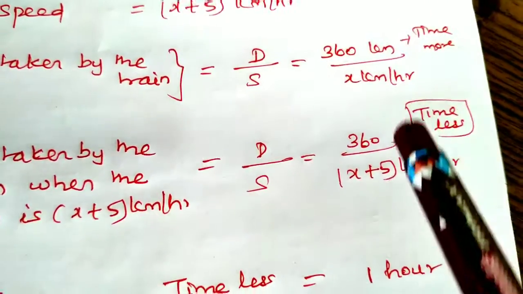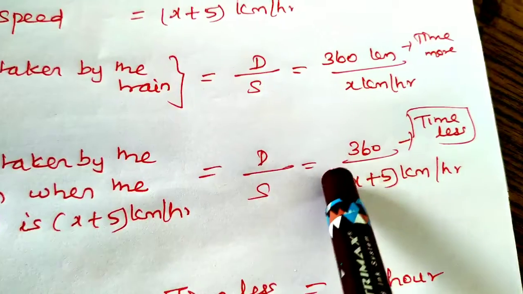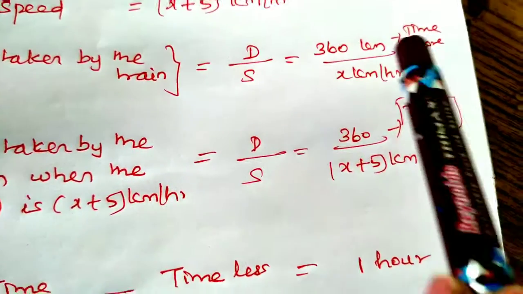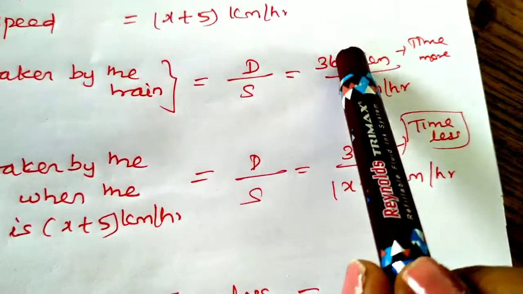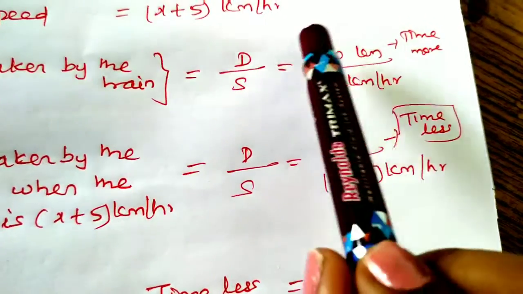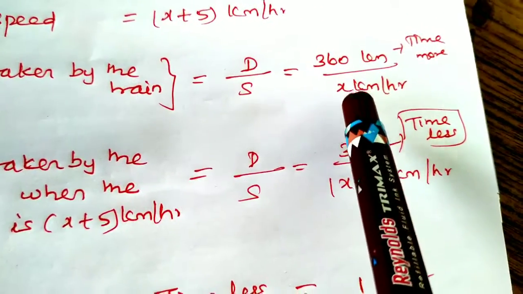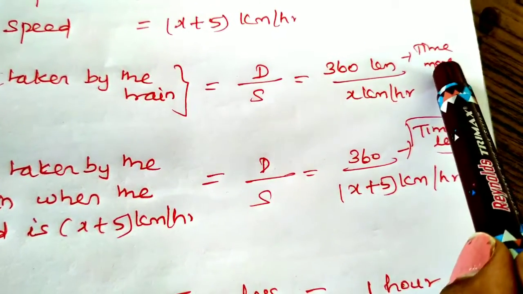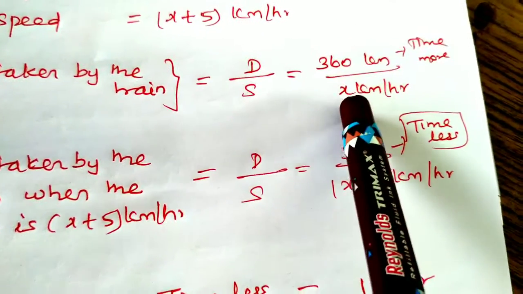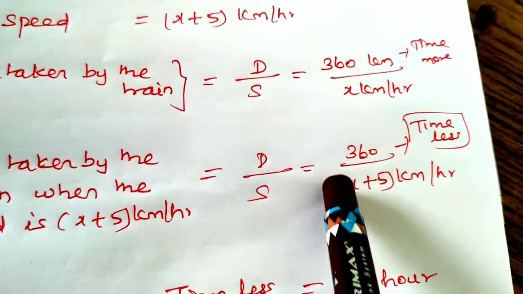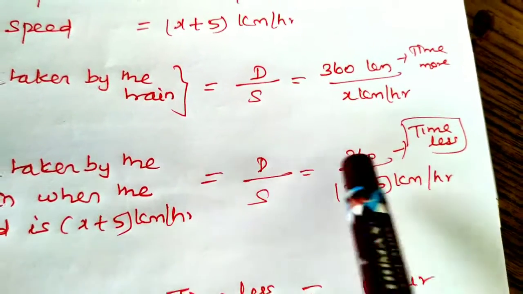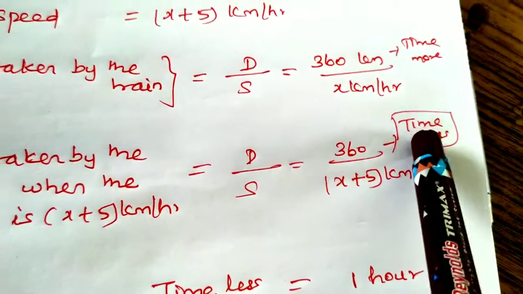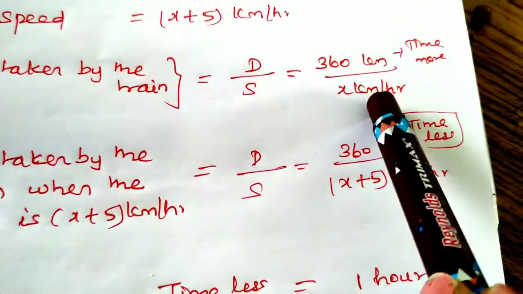Now compare the timings. When the speed increases, automatically the time taken by the train will be less. In the two fractions, we need to check which has more time. See this fraction, 360 by x. When the speed is x kilometer, time will be more. Compare the speed x plus 5: now the speed is more, therefore the total time taken will be less. This is the time less fraction. This is the time more fraction.